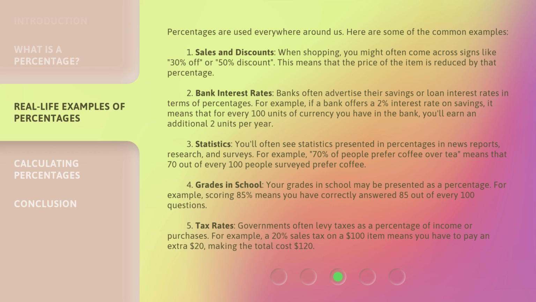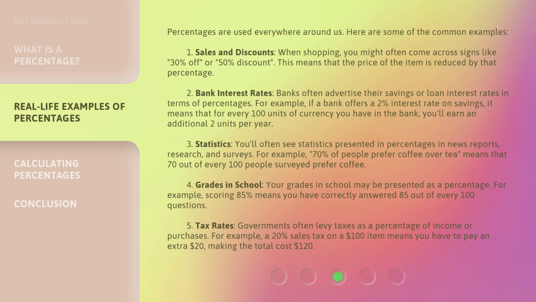2. Bank interest rates. Banks often advertise their savings or loan interest rates in terms of percentages. For example, if a bank offers a 2% interest rate on savings, it means that for every 100 units of currency you have in the bank, you'll earn an additional 2 units per year.